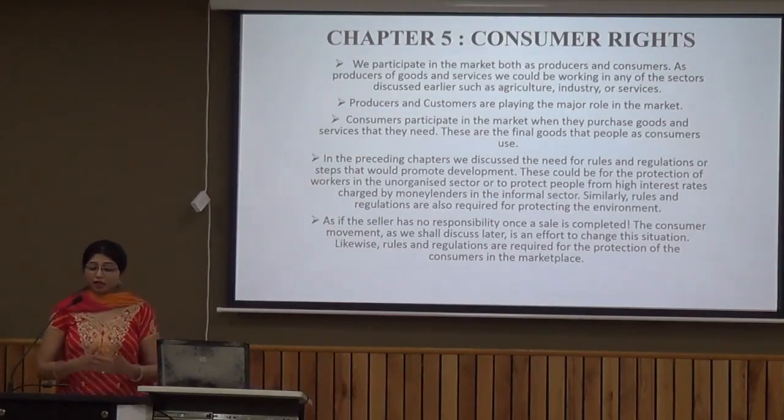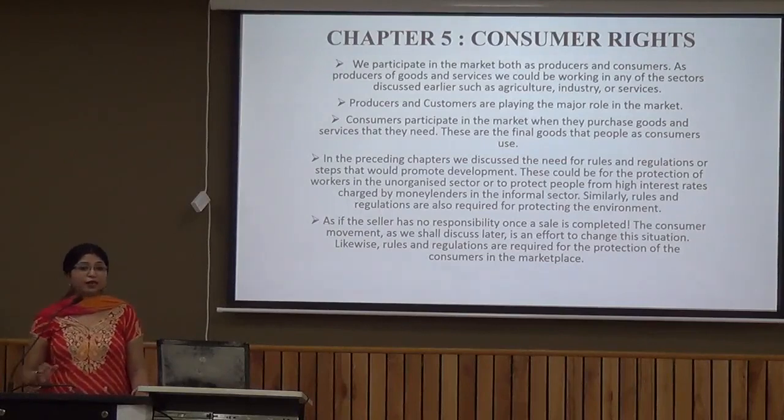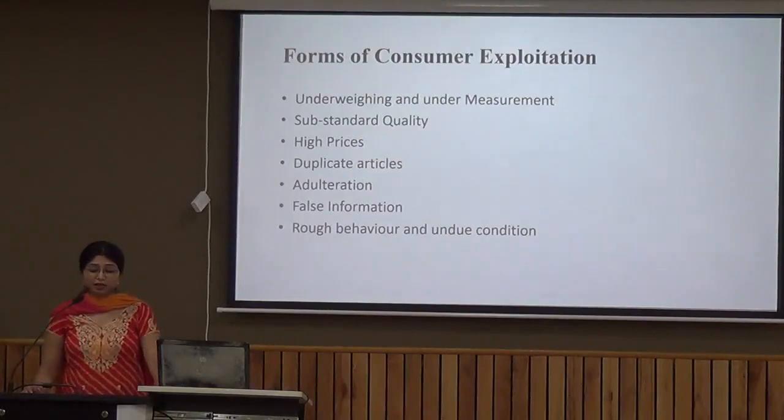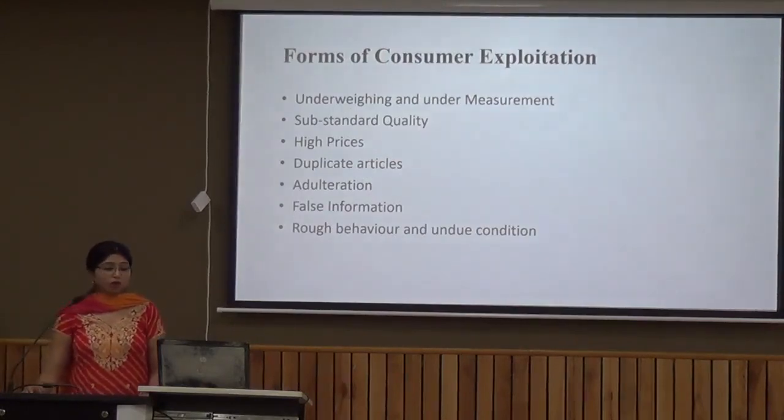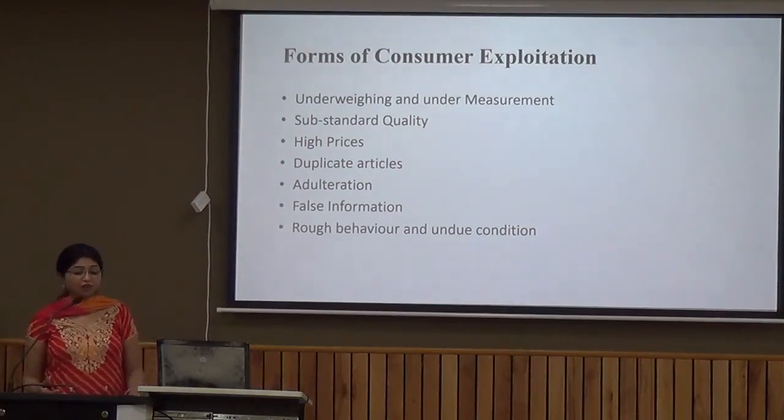In the same way, here again we are going to read about consumers' exploitation, how consumers are exploited in the marketplace. Now, forms of exploitation. What are the various forms by which consumers are exploited by the producers or shopkeepers in the market? First one is underweighing and undermeasurement.